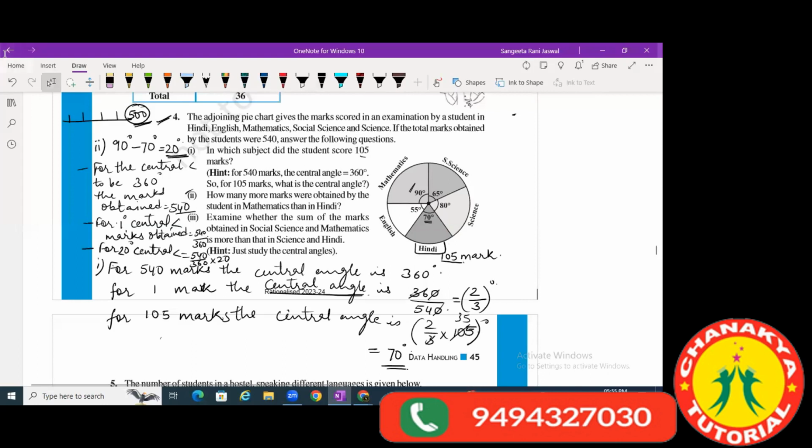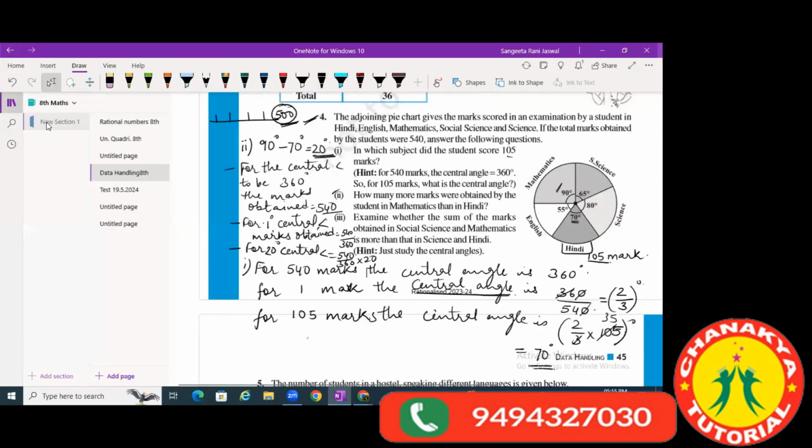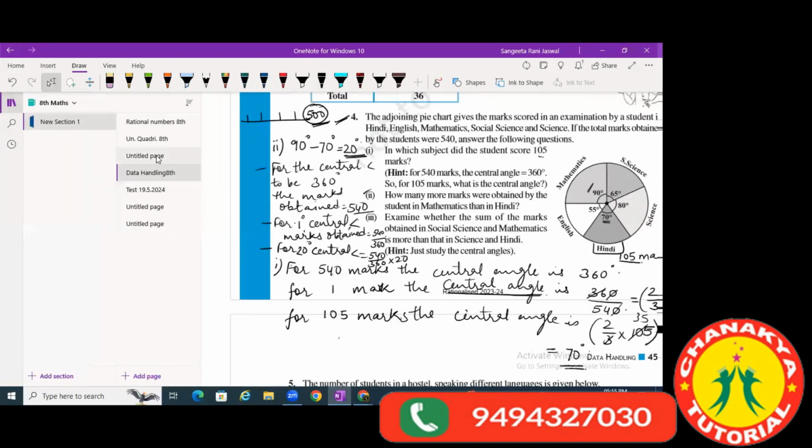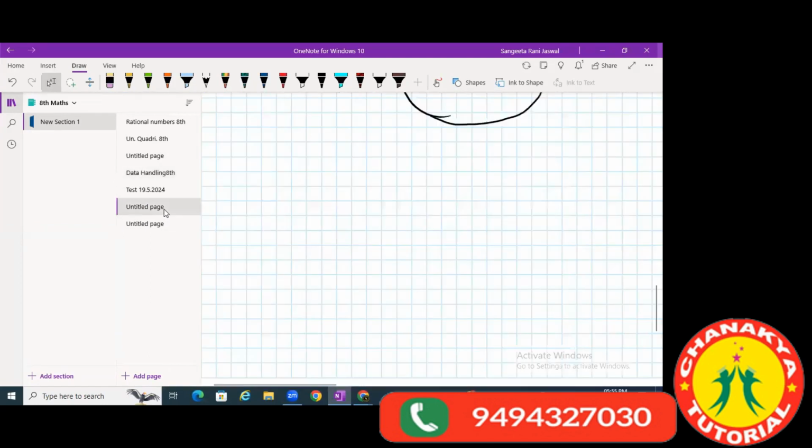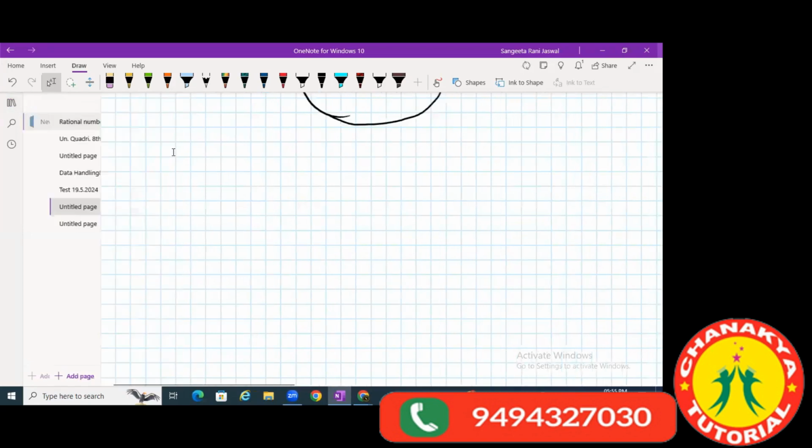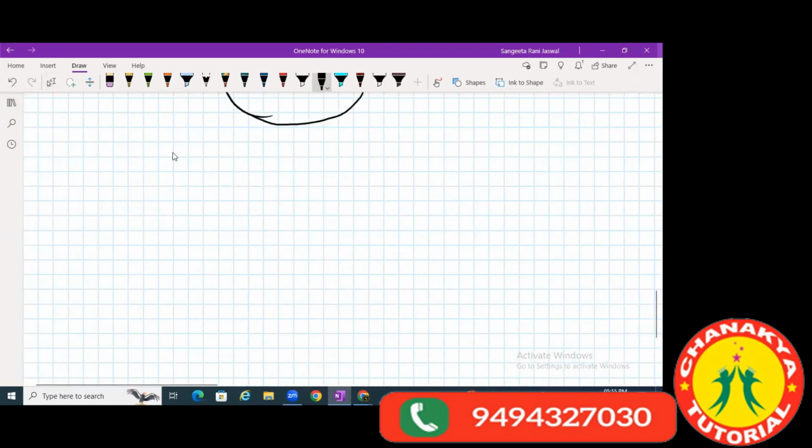We'll do it clearly on another page. We don't have much space here. I'm taking another page, so that it's clear to you. From the before page, could you show us? I'll show you in just a second.